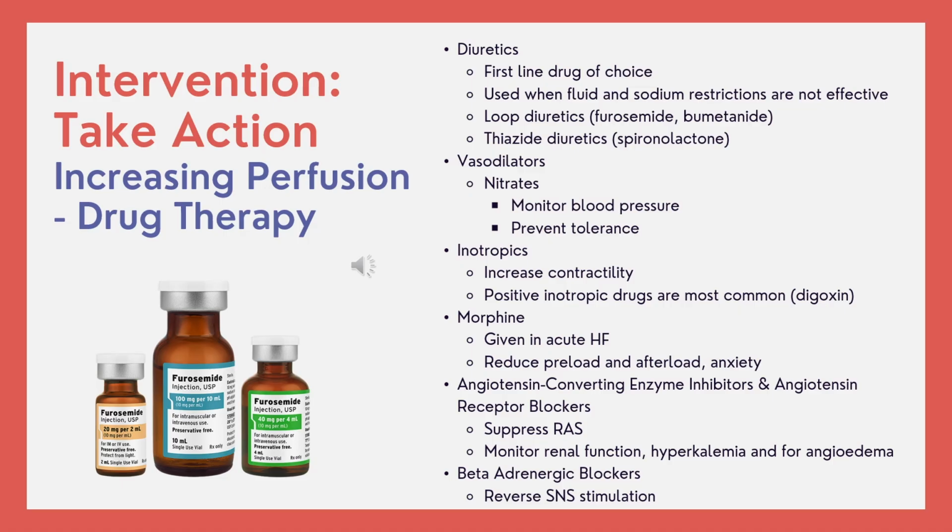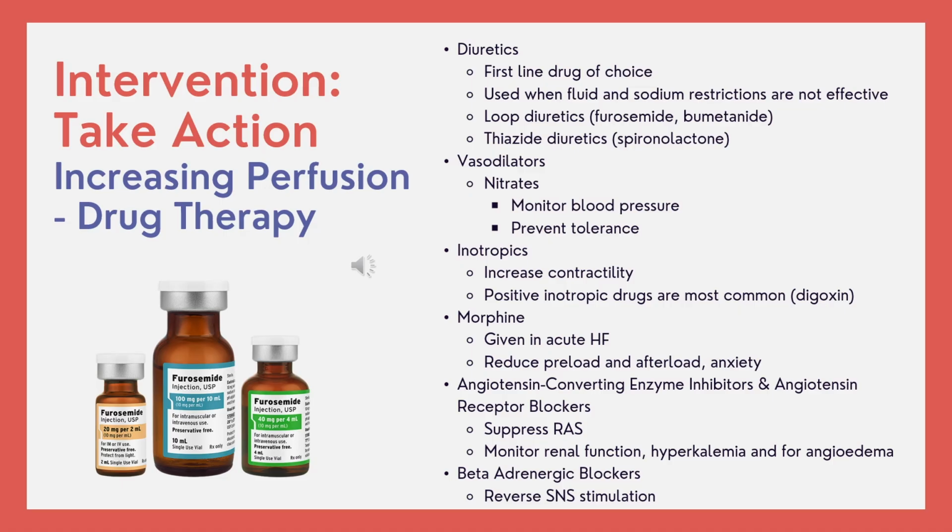So first we have diuretics. Diuretics are first-line therapy for heart failure with fluid overload. They are going to reduce the preload and reduce fluid overload. So they help to reduce pulmonary and systemic congestion because they remove excess sodium and water from the body.